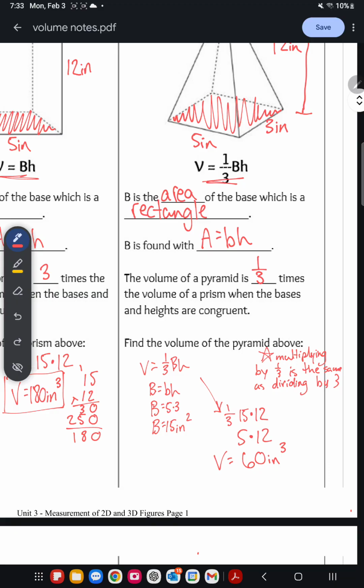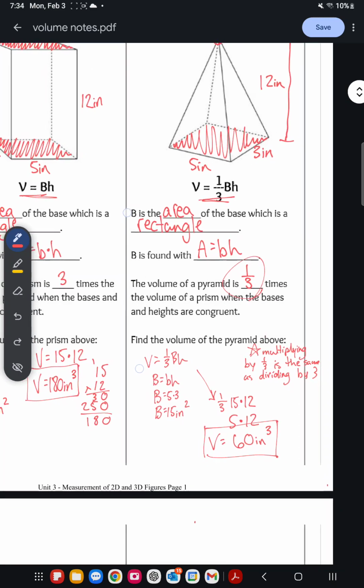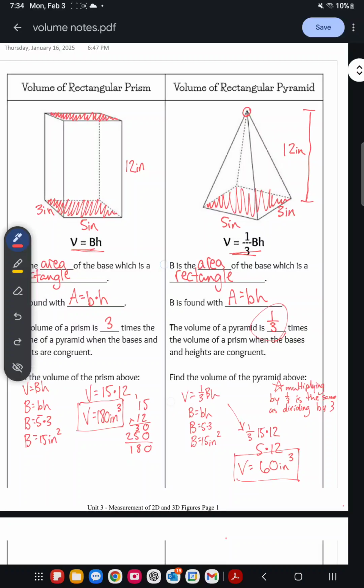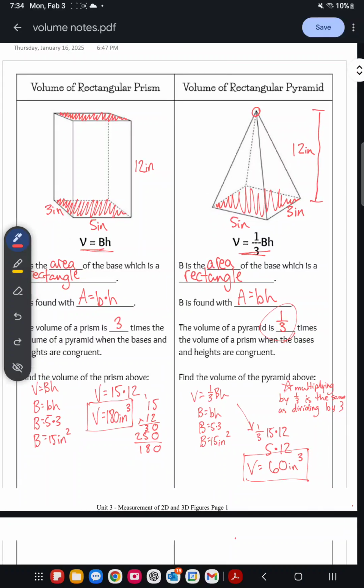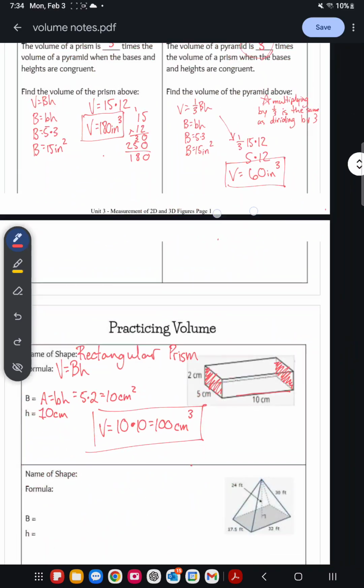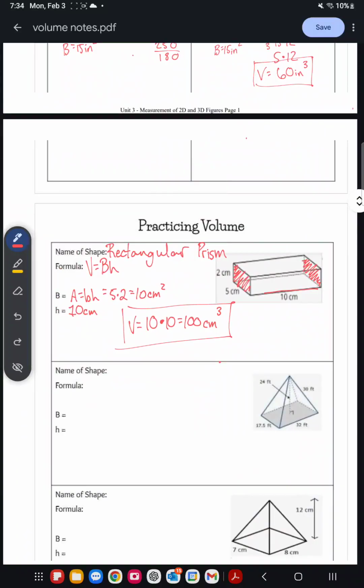inches cubed. And if you look, we've said it a few times that the volume of a pyramid is 1/3 that of the volume of a prism. So three of these pyramids will fit into one rectangular prism that has the exact same dimensions. 60 times 3 is 180, and 180 is the volume of the rectangular prism. So 3 pyramids will fit in one prism. All right, now let's do a bit of practice.